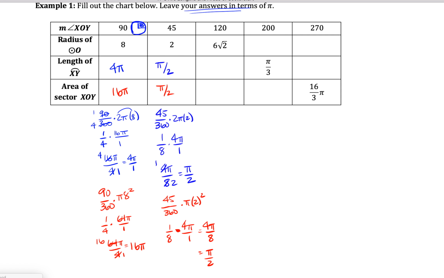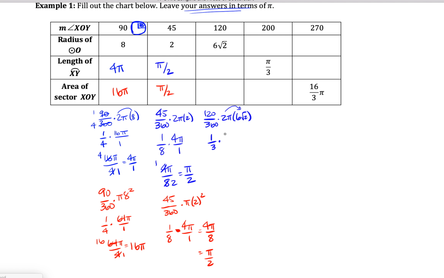Now in this third column, we start off with a radius that has a radical in it. So we got to do some work with radicals here. We're going to set up our formula as 120 over 360 times 2 pi r, or 6 root 2. Now 120 over 360, that's 1 over 3. 2 pi times 6 root 2. What we're going to do is multiply the 2 times the 6 root 2, and then we'll stick the pi in there.